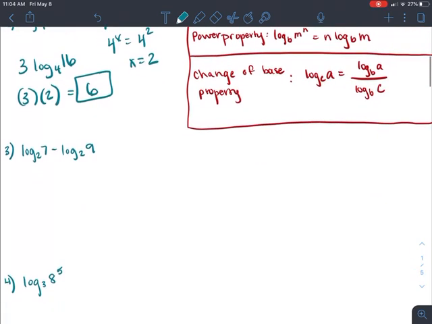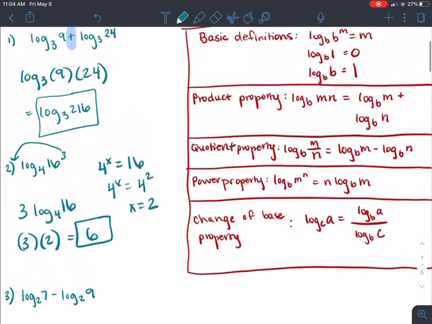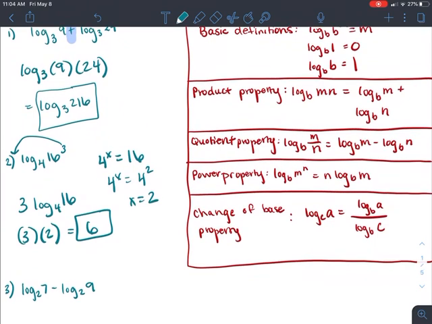So here for the next one, I am going to look at my properties again, and you'll see me scroll back and forth to look at it. And I see I've got a minus sign here, or my subtraction. So I'm going to look at my properties and see that I see the subtraction here in the quotient property, okay? Right here is my quotient property. So I'm going to use that.